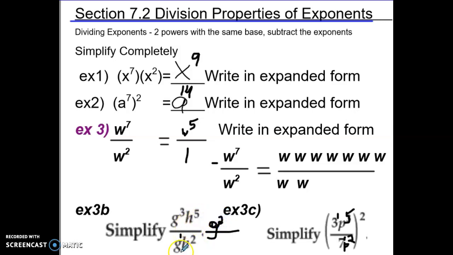And h to the 5th over h to the 2nd is going to be h to the 3rd. Now, does that go on the top or the bottom? We'll write it here as best we can.